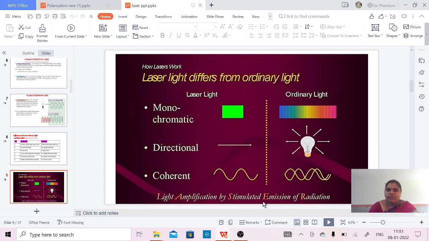Simply, these are the differences between ordinary light and laser light. Laser light is monochromatic, directional and coherent, and ordinary light is polychromatic, not directional and not coherent.